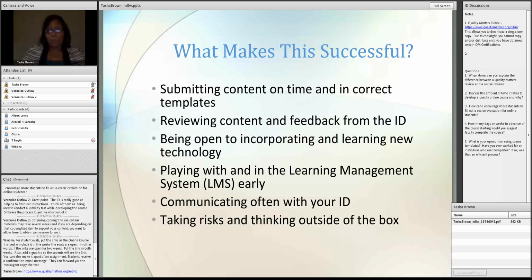Communicating with your ID often. It's important that you have open communication with him or her. They will be your guide. They will be your gatekeeper to helping you move along through that process.